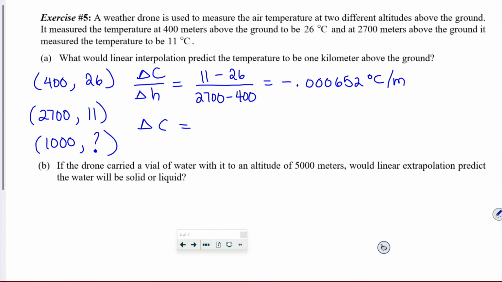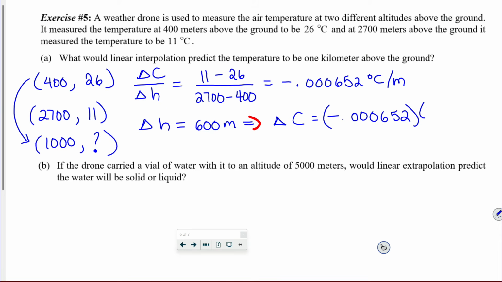And let's say we do it from, actually, let me first do the change in height from 400 to 1,000, all right? And that's going to be 600 meters, all right? That means my change in Celsius is going to be negative 0.000652 times, not 600, times, not 400, 600.